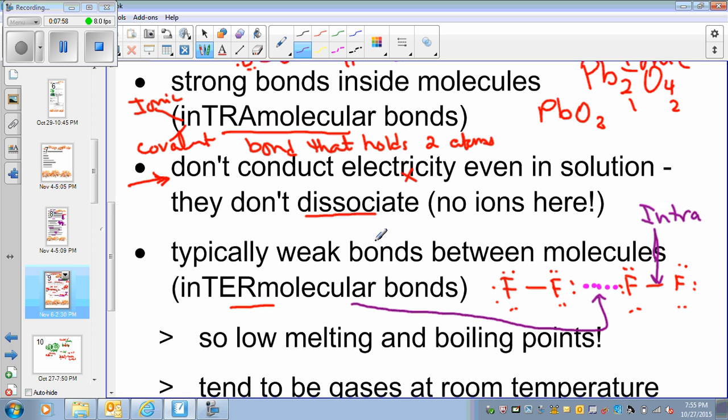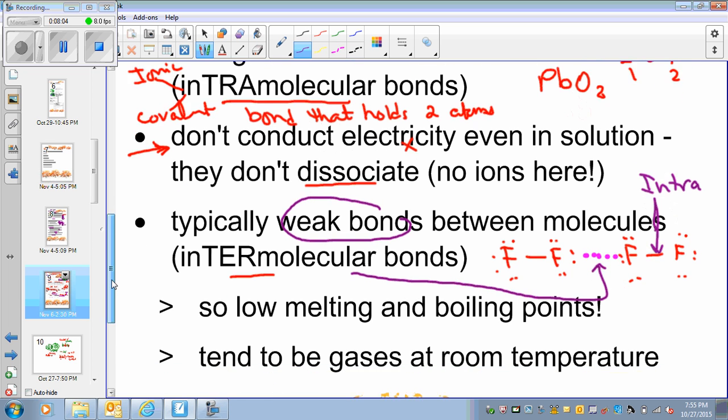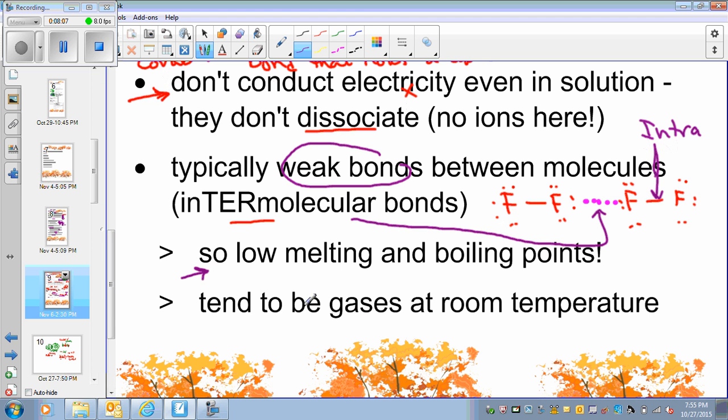So weak intermolecular forces, and stronger intramolecular bonds. They have low melting and boiling points because they're usually gases. They're not holding each other very tightly. Since they're not holding each other, they're weak intermolecular bonds, I can easily separate them. So since I can easily separate them, that means I can easily turn them into a gas, or from solid to a liquid. I can easily break this force and separate the molecules.